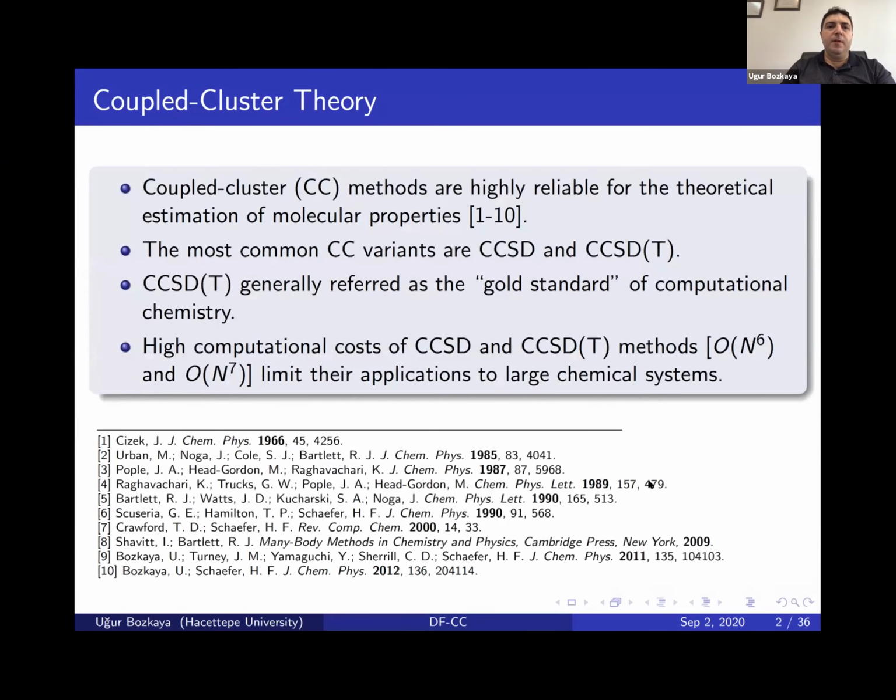We know that coupled cluster methods are highly reliable for theoretical estimation of molecular properties. The most common variants are CCSD and CCSD(T). In fact, CCSD(T) is generally referred to as the gold standard of computational chemistry. However, the high computational cost of CCSD and especially CCSD(T) limits their applications to large chemical systems.